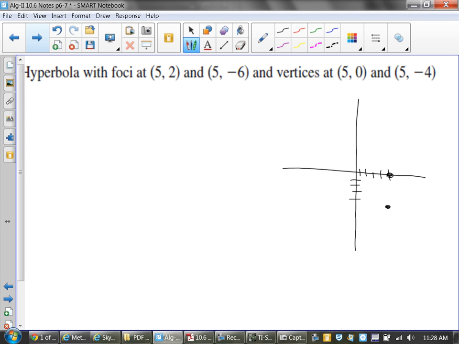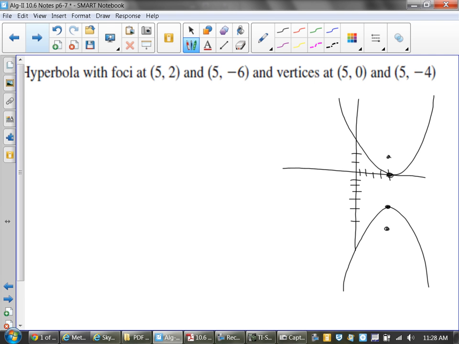Foci at 5, 2 and 5, negative 6. What direction is this opening? Up and down. Very good. It's opening up and down. Remember, the curve always opens towards the focus.